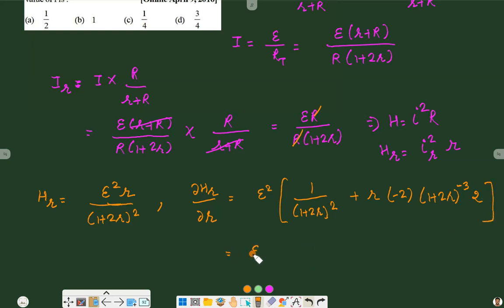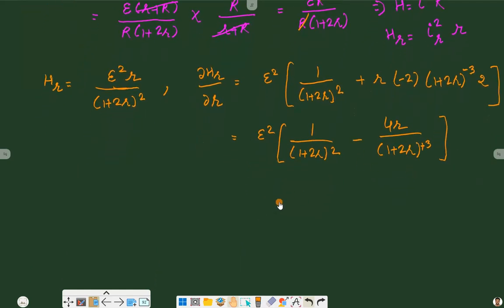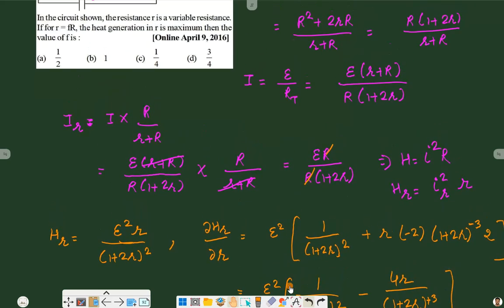So it will be E square, 1 plus 2r squared, minus 4r divided by 1 plus 2r to the power 3. Now we have to equate this term equal to 0, and actually I think we made some slight mistake somewhere.